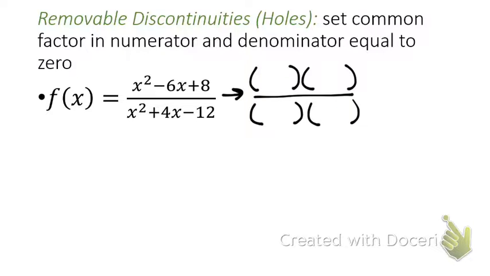So removable discontinuity is the place where something is going to cancel out. All right, so factor top and bottom.